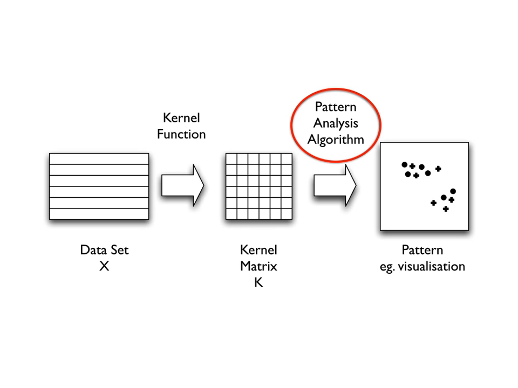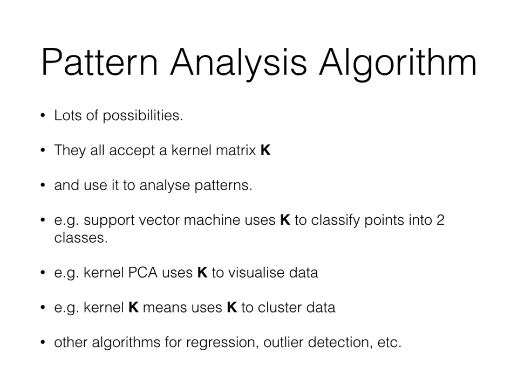So going back to our schematic, we've got our kernel matrix now. The next thing we do is apply our pattern analysis algorithm. And again, it doesn't care really what the kernel function is. And after we apply the pattern analysis algorithm, we get some kind of result. So it might be a classifier in the case of support vector machine, or it might be some kind of visualization, or it might be kernel PCA or something else. So there's lots of possibilities for this pattern analysis algorithm, but the bottom line is that they all accept some kernel matrix K and use it to analyze patterns.